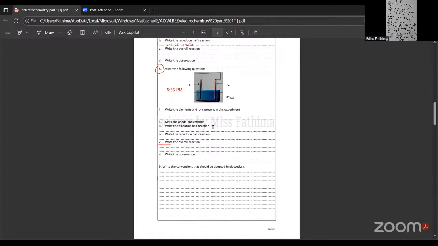Here hydrogen gas is there, so colorless gas will be evolved around the iron electrode, the cathode electrode, or you can write it as that as well. Then the aluminium metal will be dissolved. Okay, that is going to be the observation.